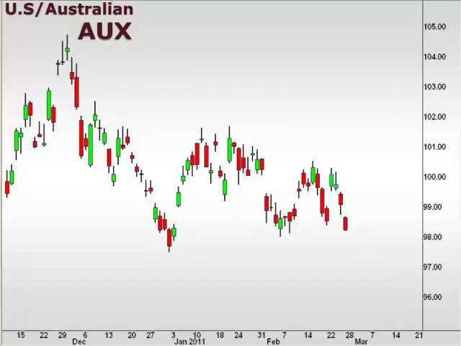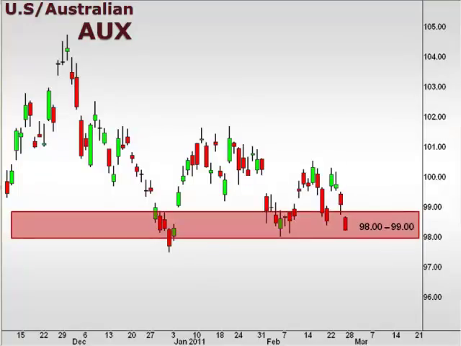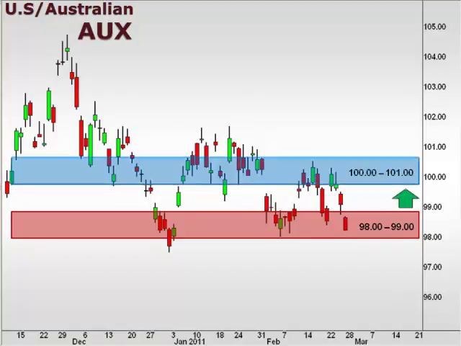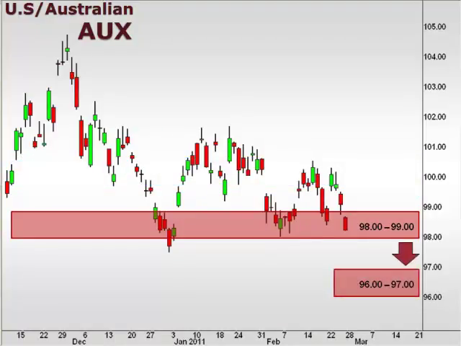Finally, let's take a look at the AUX, the U.S. versus the Australian dollar. Well, the AUX popped higher earlier in the week, but closed the week back down into that 98-99 range. Now, this level is a solid support that should hold for a bounce. However, until we see a break above 100, the trend is still sideways to down, with the 96-97 box being the next logical target.